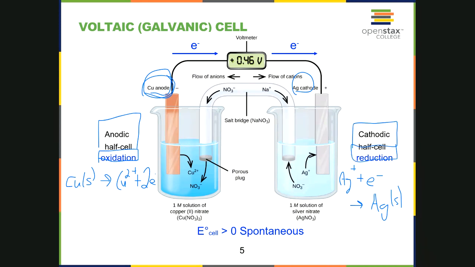And we also have the cations on both sides. We've got the copper cation over on the anode side, the left side, there it is. And then we've got the silver cation present on the cathode side, the right side.